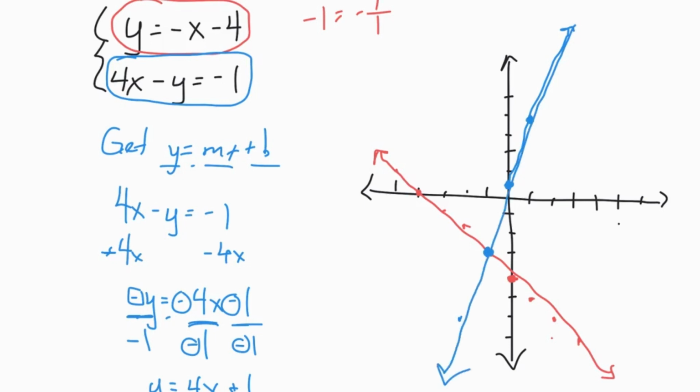They cross right there, which means it's one solution, and that solution is at -1, -3. Because if I look at where that point is, it's this way 1 and down 3. So it's -1, -3.